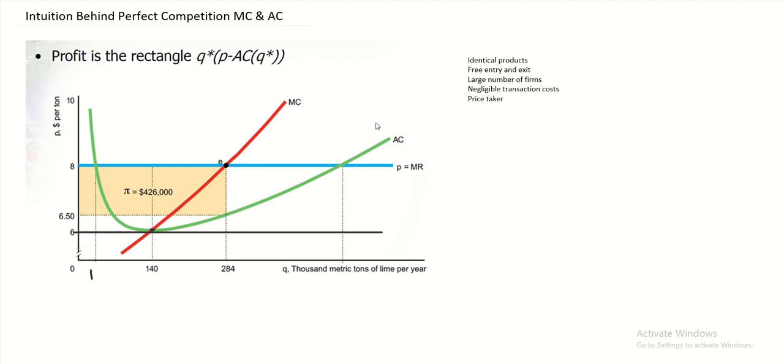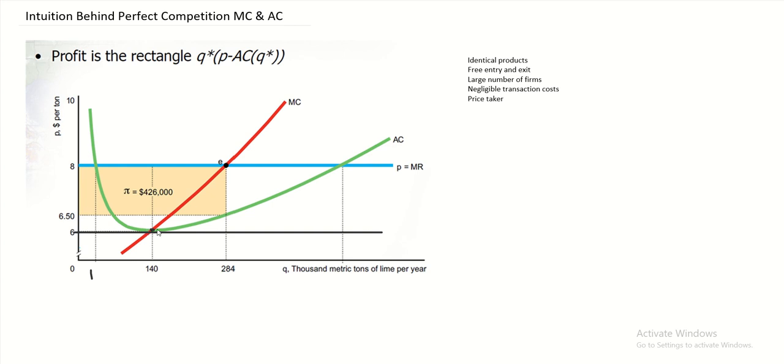Hi guys, I'm Adam, and today I'll be going over the intuition behind perfect competition, marginal cost, and average cost. So let's first look at the short run condition. Notice that the red line is the marginal cost curve and the green line is the average cost curve. The marginal cost curve intersects the average cost curve at its minimum.